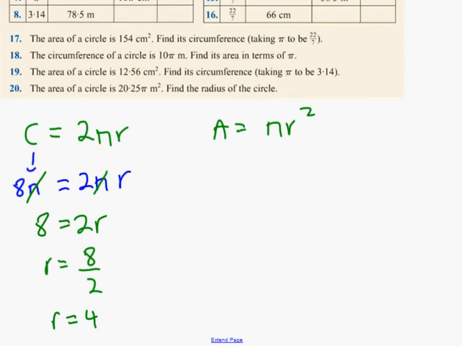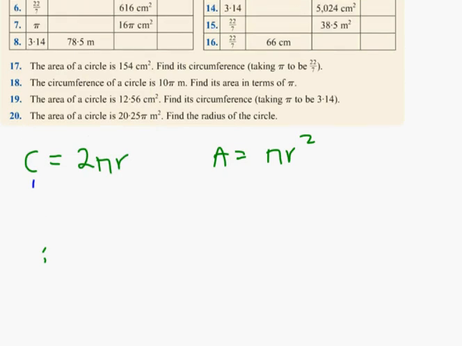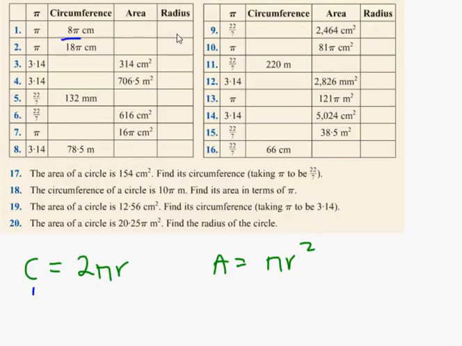Okay, but wait, why do you have to get rid of the pi? Radius is equal to 4. Now if the radius is 4, what's the area, guys? Area equals pi times the radius, so pi times 4 squared, and that'll get me 16 pi. Everybody happy with that?